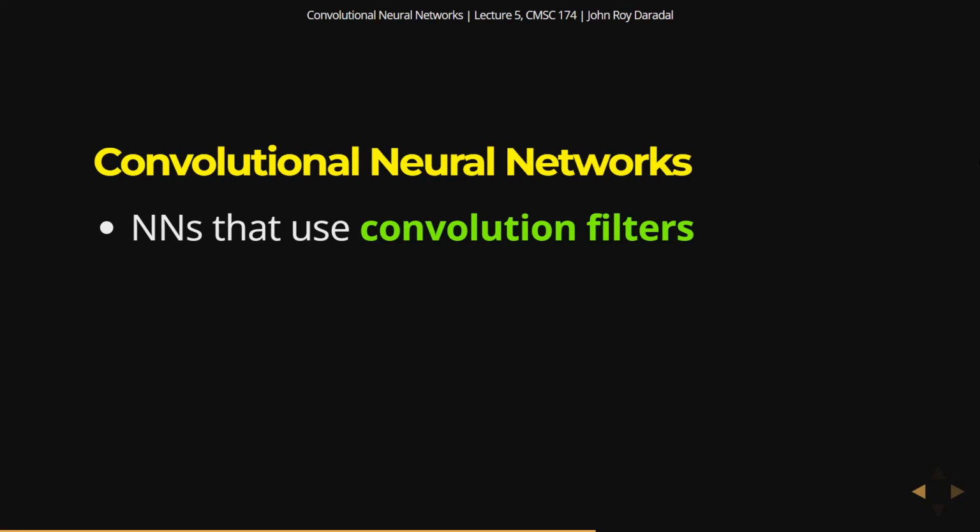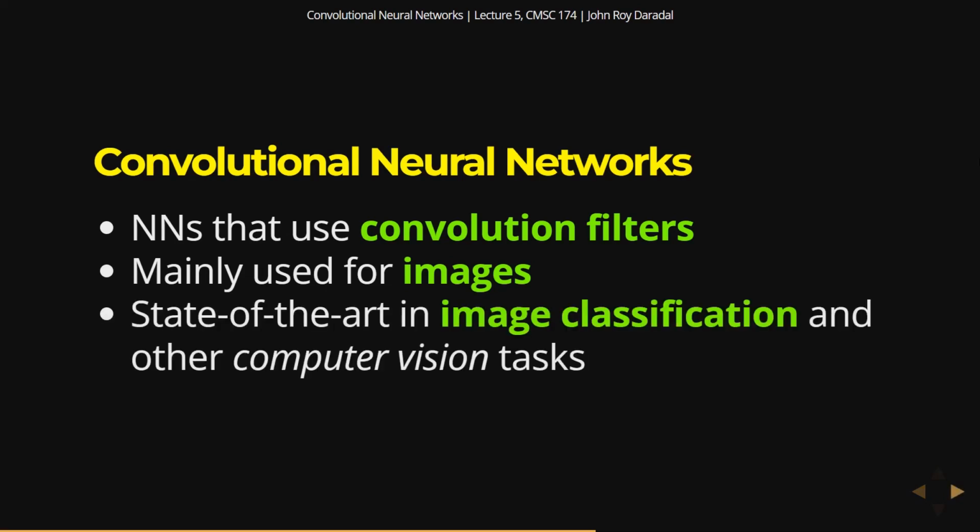So convolutional neural networks, or CNNs, or ConvNets, are neural networks that use convolution filters. They're mainly used for images, and it's the state of the art in image classification and other computer vision tasks. So in most computer vision tasks, we already use ConvNets.